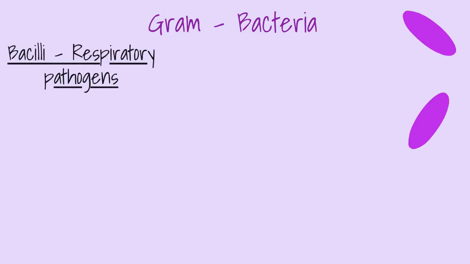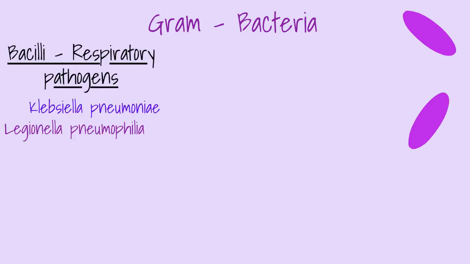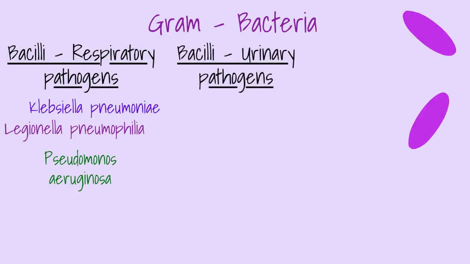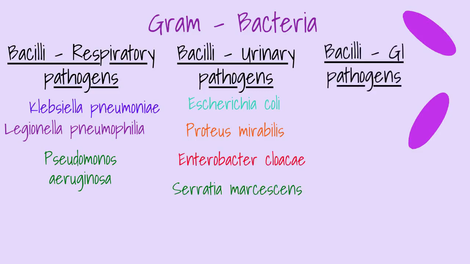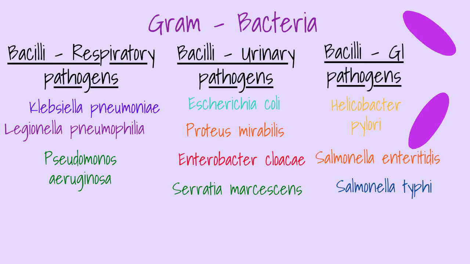Common gram-negative bacilli include respiratory pathogens, Klebsiella pneumoniae, Legionella pneumophilia, and Pseudomonas aeruginosa. Urinary pathogens include E. coli, Proteus mirabilis, Enterobacter cloacae, and Serratia marcescens. GI pathogens include Helicobacter pylori, Salmonella enteritidis, and typhi.